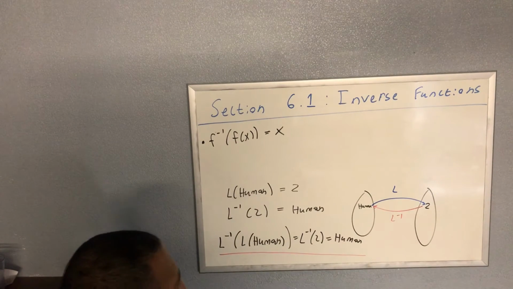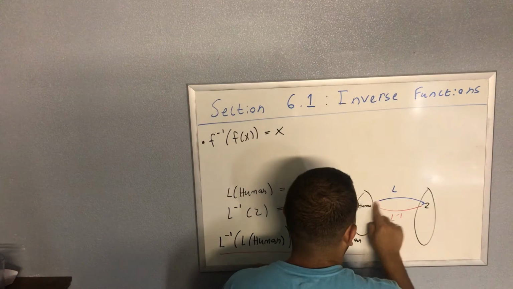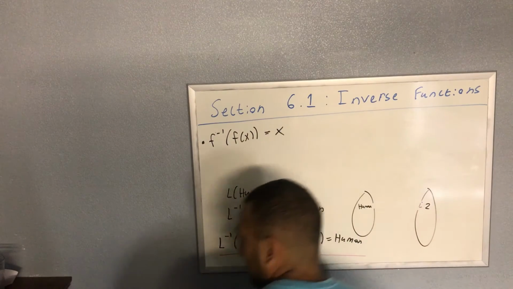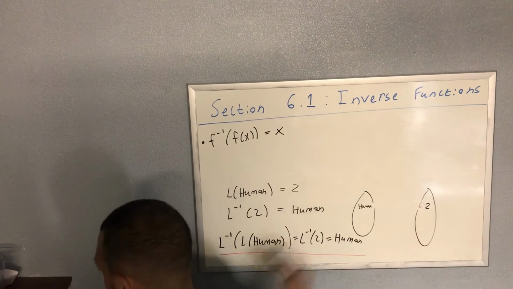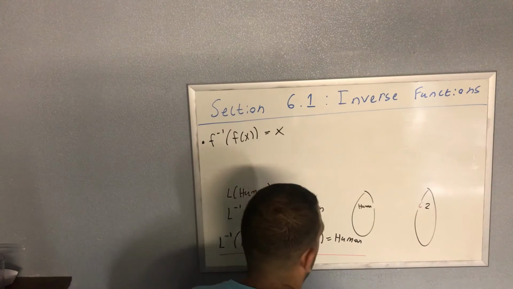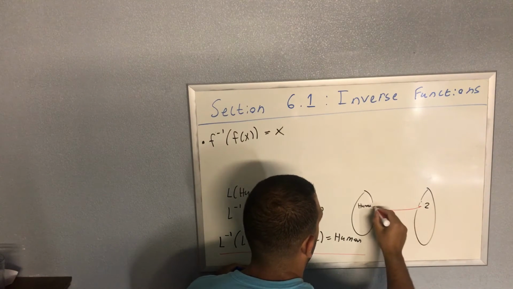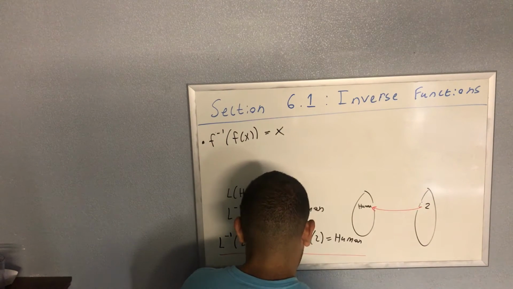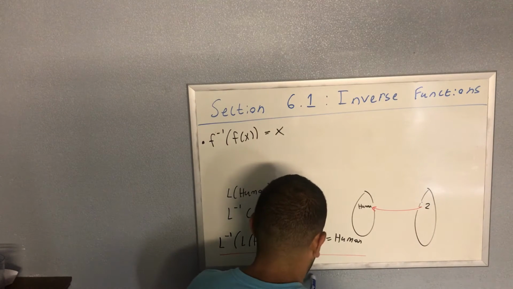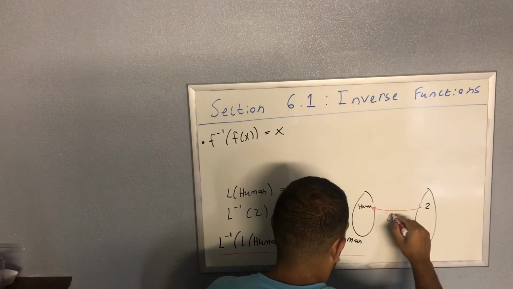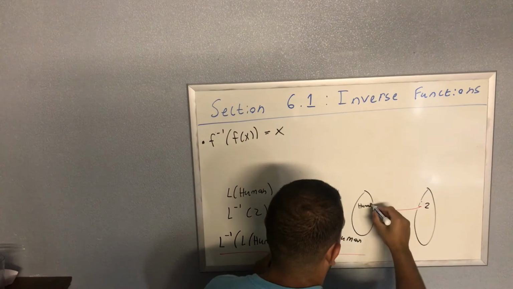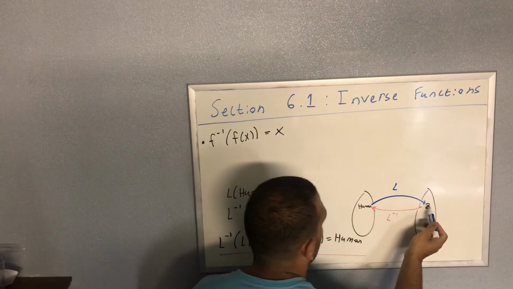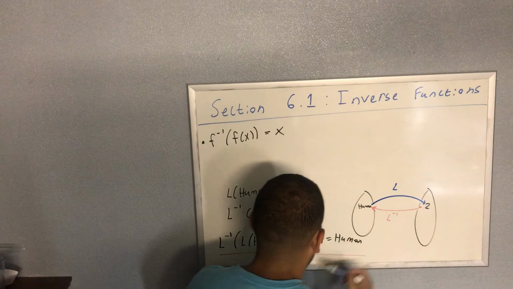Now, what if you do the opposite process? What if instead you start with something here. So first you take L inverse right there. So L inverse of 2 gets you to human. And then you apply L to get you back to 2. Well, the same thing happened. The number you started with, or the thing you started with, you ended up just going back to it.